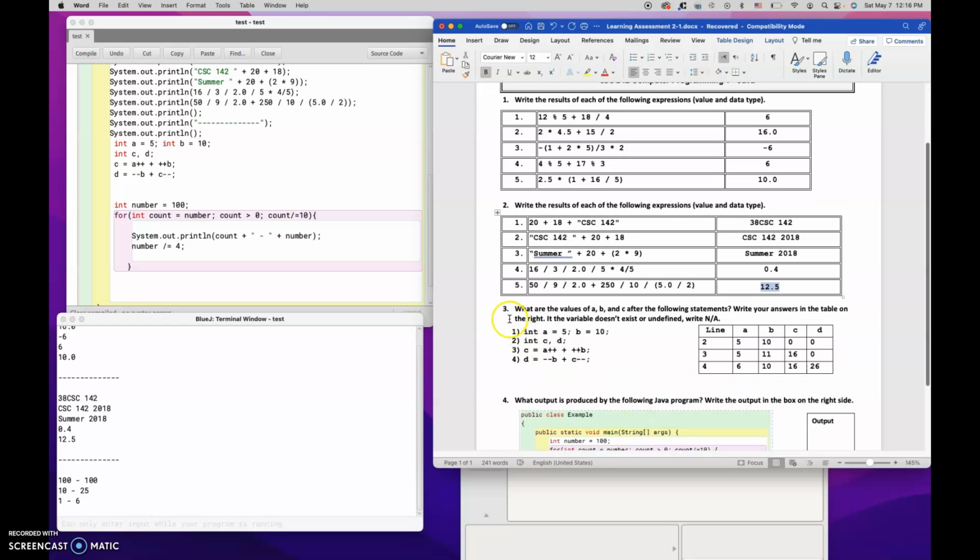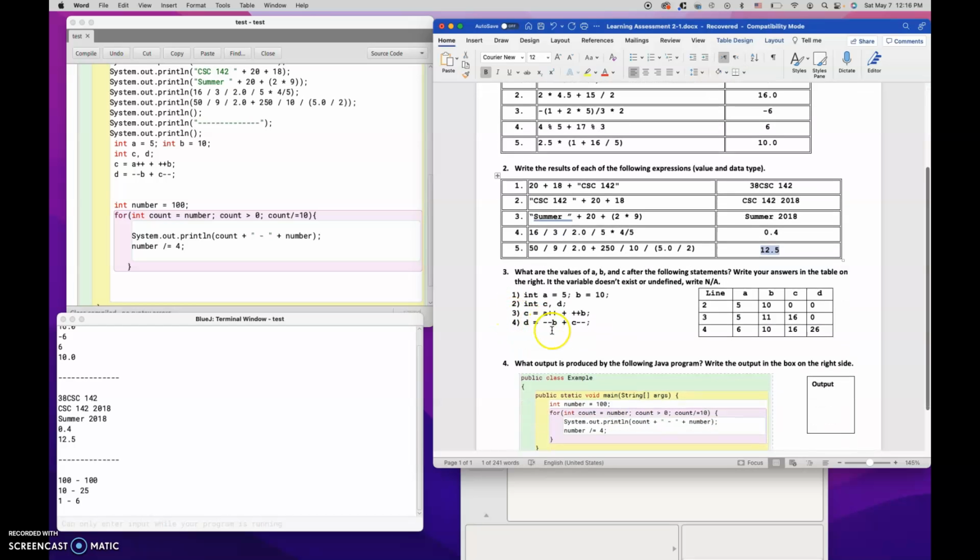Okay. For the third example, we have an integer for the first line. So we're going to start with the second line. The second line, we have a equal 5 and b equal 10. Nothing will change. C equals 0 and D equals 0. We don't have any value for C and D so far in the second line.